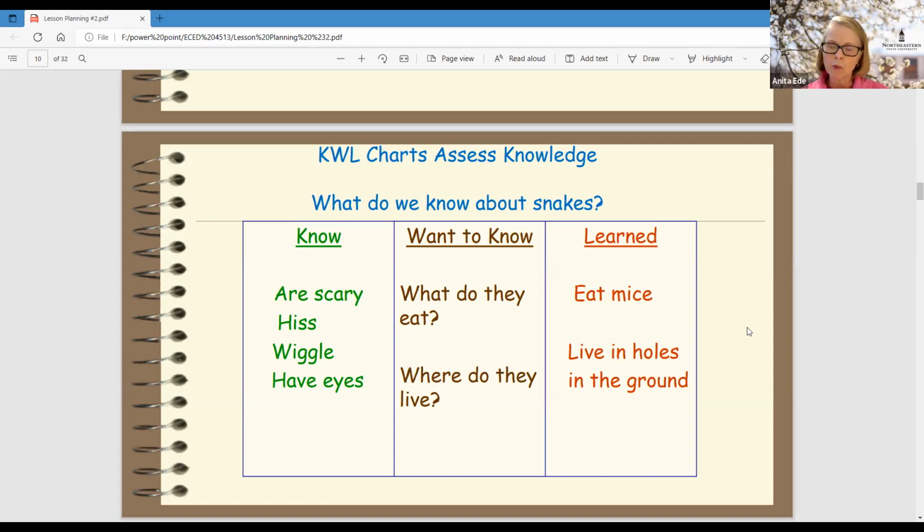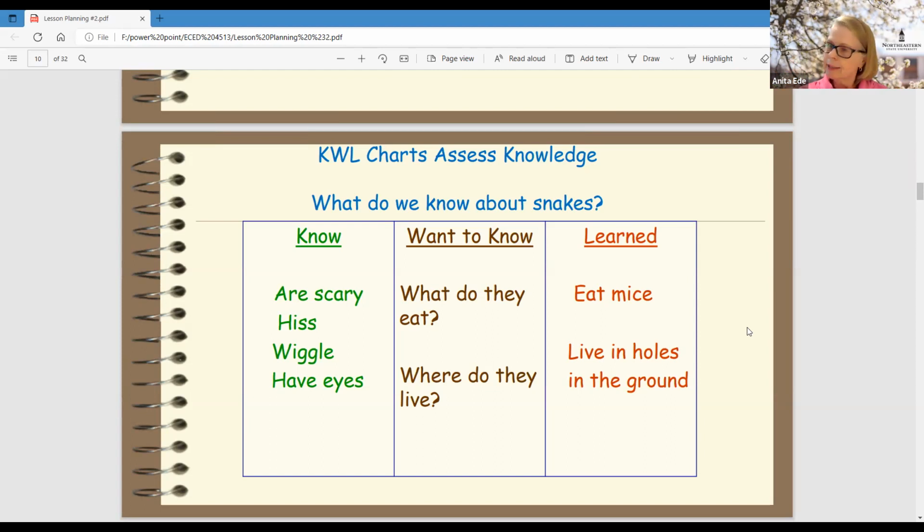Now it says here what you want to know. Now, let me just tell you, when you're doing 4s and 5s, what you want to know is going to be really iffy. So if you want to skip that middle column, I'm good. You can just call it a KL chart, and I'm perfectly happy with it, okay? Just give me what they know to begin with, and then give me what they learned at the end.